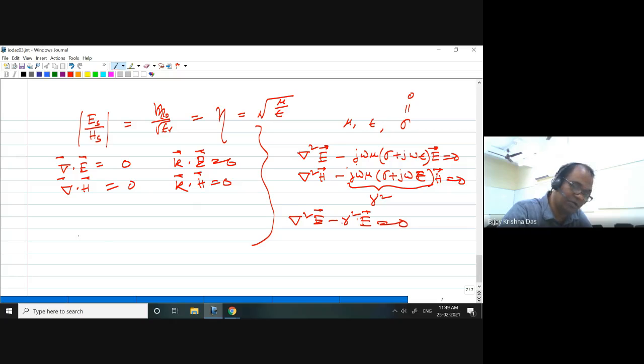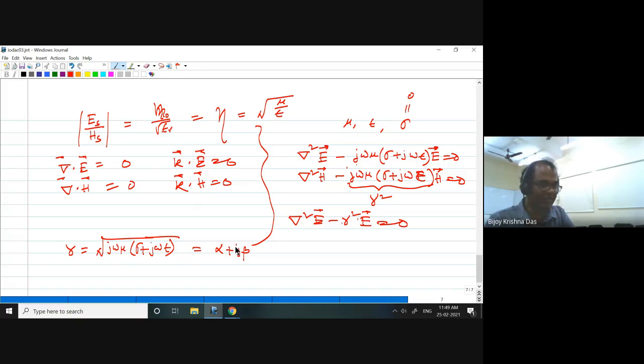If you look a little bit carefully, this gamma equals square root of j omega mu times sigma plus j omega epsilon, right? If you take the square root, it will again be complex. We call that alpha plus j beta, an expression we can write down. Then you can simplify and find both sides: it will have a real part and an imaginary part. Real part you equate to alpha, and imaginary part you equate to beta.